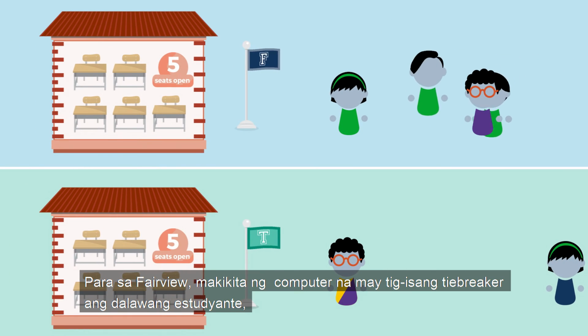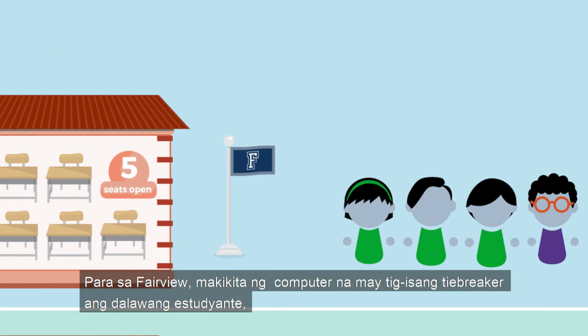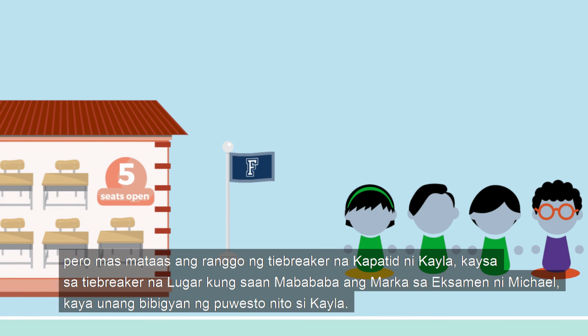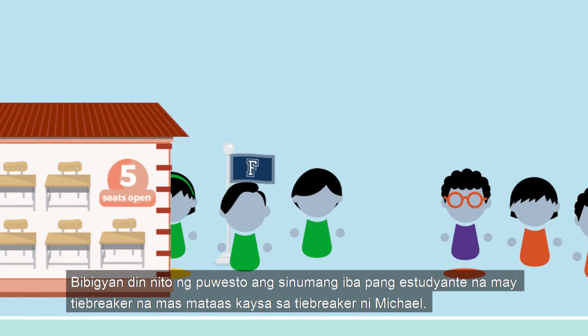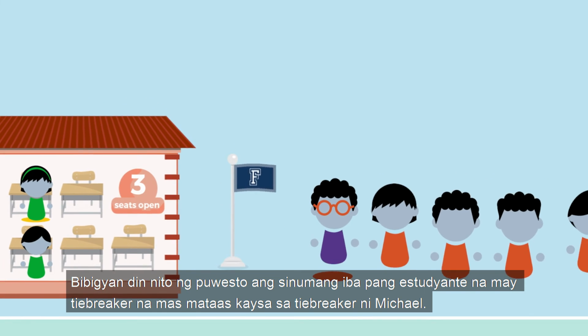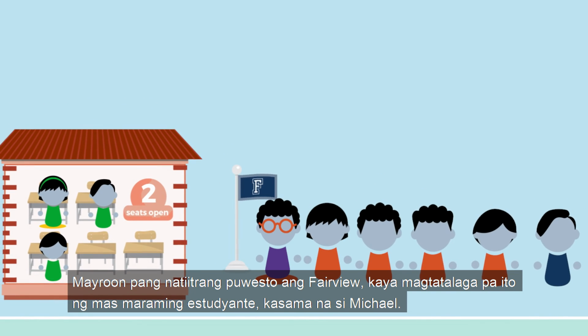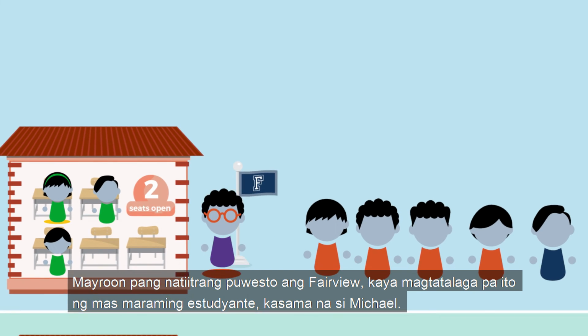Now that each student has their tiebreakers in their respective applicant pools, let's try to assign them. For Fairview, the computer sees that both students have one tiebreaker each, but Kayla's sibling tiebreaker is ranked higher than Michael's test score area tiebreaker, so it assigns her first. It also assigns any other students with tiebreakers that are ranked higher than Michael's. Fairview still has seats left, so it assigns more students, including Michael.